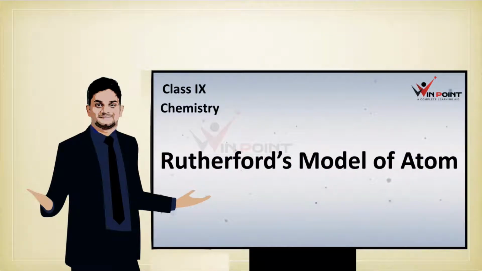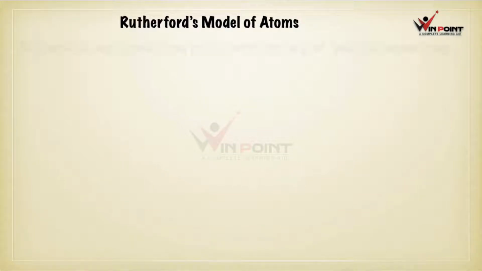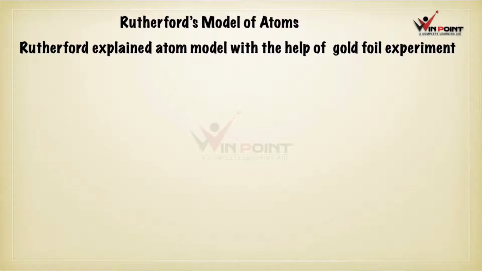Rutherford's model of atom. Rutherford made a model for an atom with the help of the alpha scattering experiment. So first we can discuss the alpha scattering experiment. Rutherford explained the atom model with the help of the gold foil experiment. It is also known as the alpha scattering experiment.